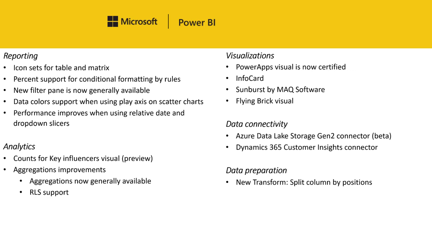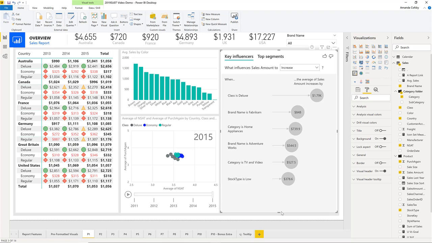Our next section is analytics, and the first feature is an update to our key influencers visual. We now let you see the counts for each of the influencers on the visual itself. Being able to see the counts is really helpful because it will let you understand for each of the influencers you have how much of your data is actually represented by that influencer.